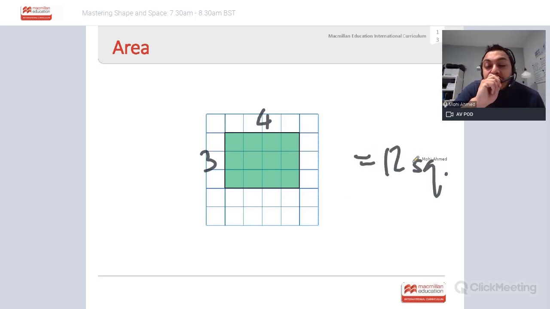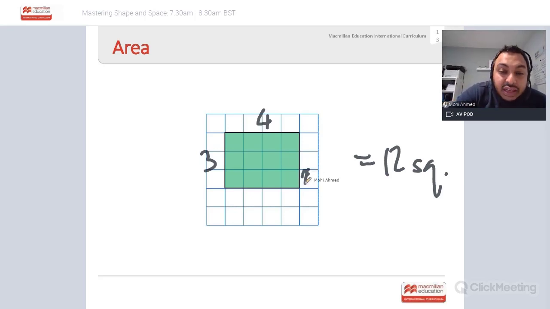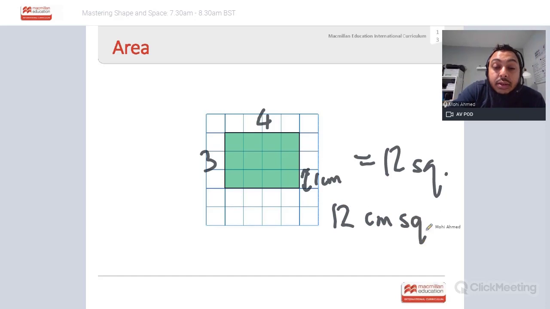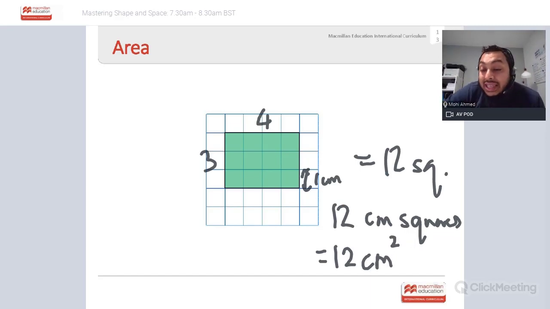Okay, but class, if I told you that each of these lengths is 1 centimeter, that means we have 12 centimeter squares. We've got 12 lots of centimeter squares. And so what we say is this is 12, and how we write that is 12 square centimeters, like this. This is the notation that we use. And what we've worked out in today's lesson by calculating how many squares are within a rectangle, we're working out something called area.